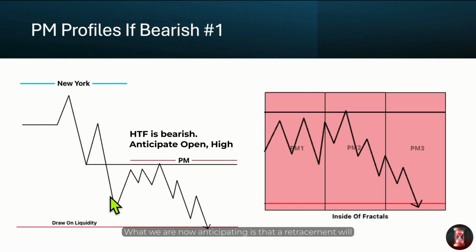What we are now anticipating is that a retracement will take place into this old low of an imbalanced price range, which got displaced through by a CB, and we want to see the market form a high there before continuing lower. What we can see then is that during lunch the market consolidates, 1 p.m. comes along, and we see open high right here in this schematic, open high.